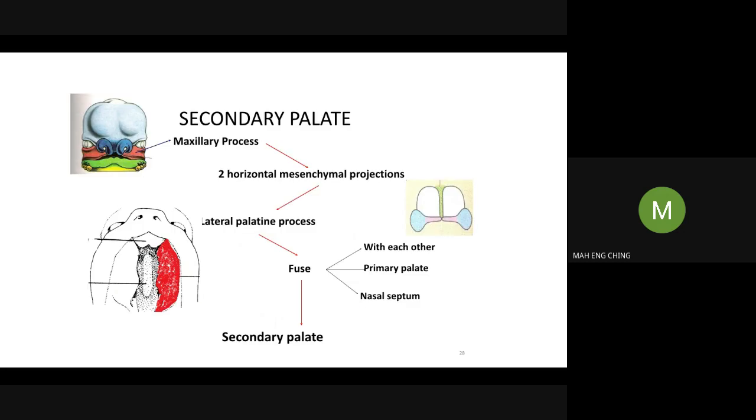So if you look at the right pictures, from the top and from the side, all have to join together. This is also connected with the nasal septum. So the primary palate and the nasal septum all have to join together.